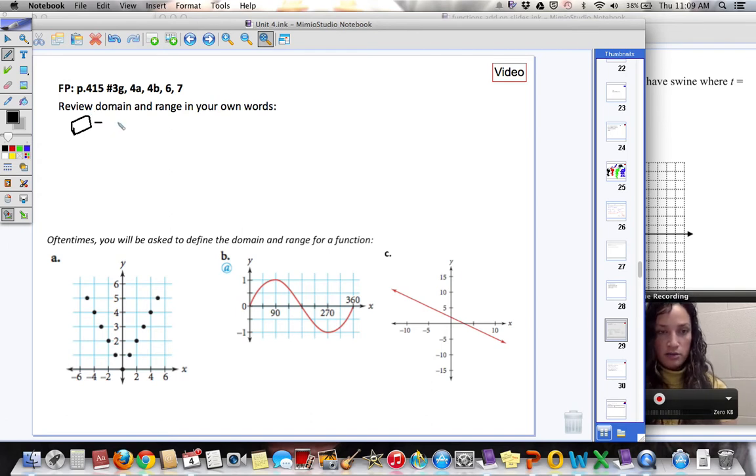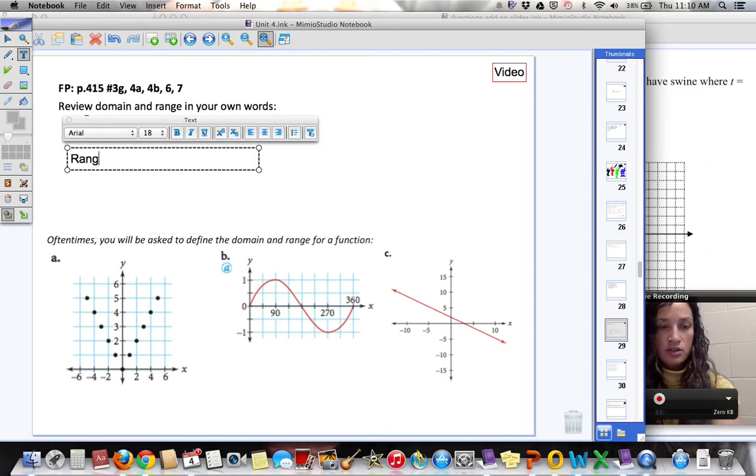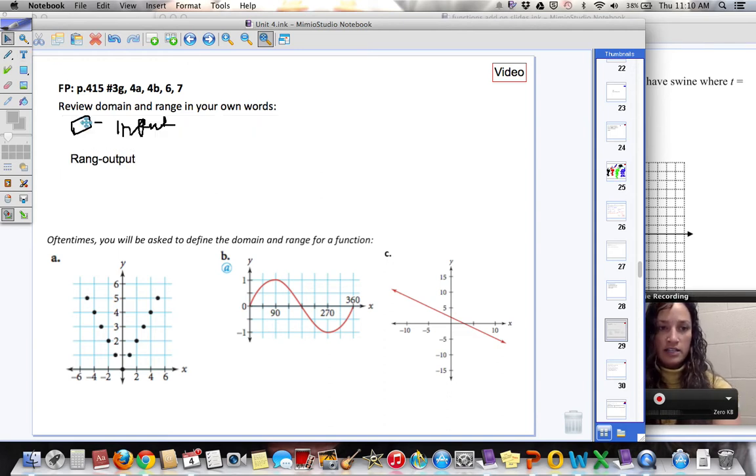So domain is going to be my input, and then my range is going to be your output. Another way you could think of it is these are your x values, these are your y values, x, y, x, y. We were kind of doing this in the first learning target as well for domain and range. So you'll be asked to define the domain and range for a function.